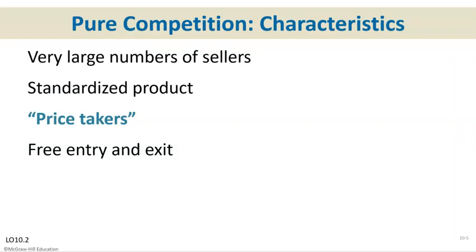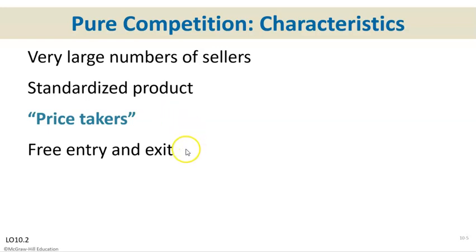So remember what we said, in pure competition, there's a very large number of sellers, and all of the sellers sell exactly the same type of product. So we call this a standardized product. They're also price takers, so make sure you understand what this phrase means. It means that they have no influence on the market price. Whatever the market price is, that's the price that they're going to use to sell their product.